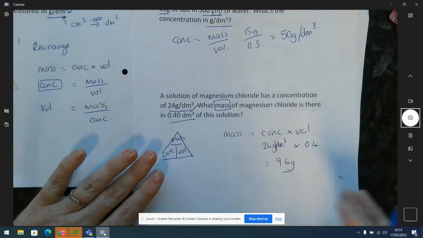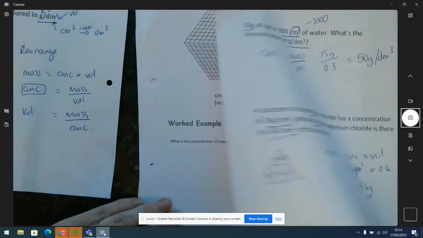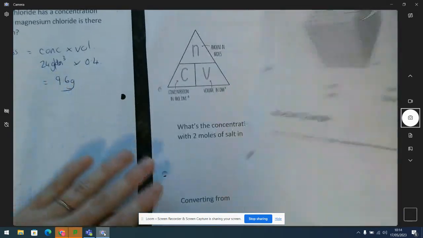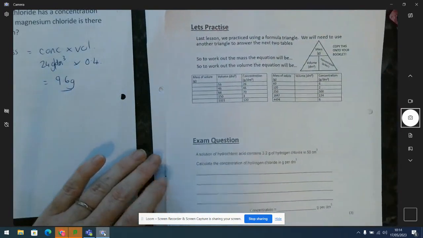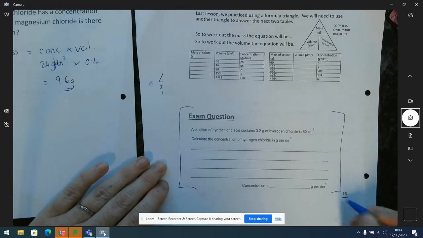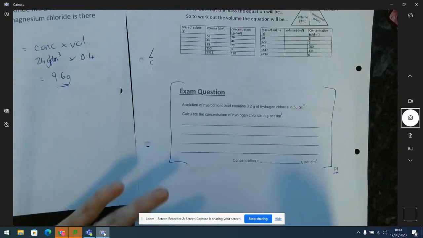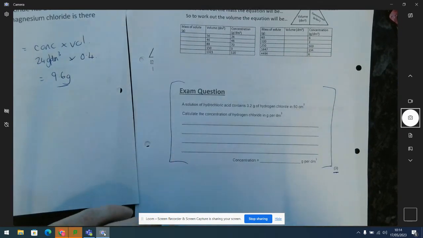As you can see, I've laid it out to show the working because it is important you show the working. So I want to essentially show you an exam type question on this. So I'm going to just jump ahead to where we've got this question here. So as you can see, it's worth 3 marks. This is a typical question that involves the use of the calculation we've just practiced.